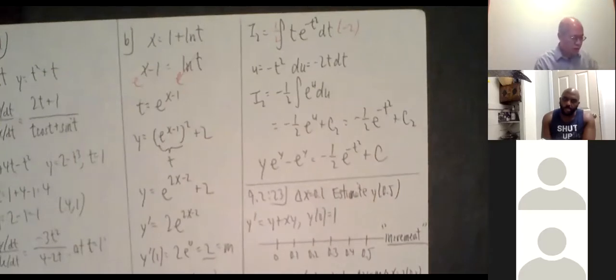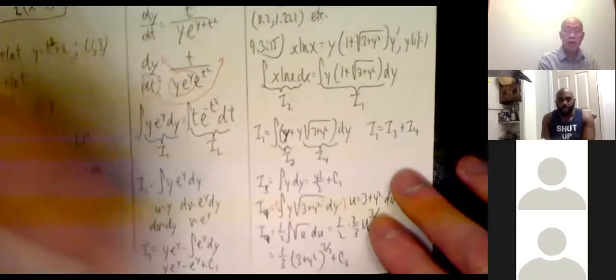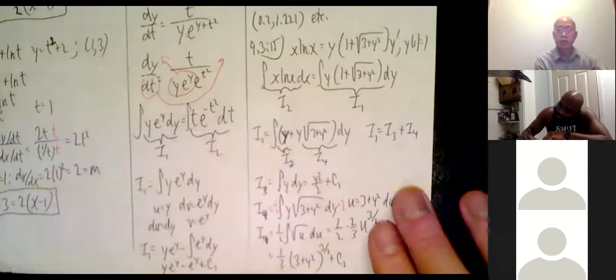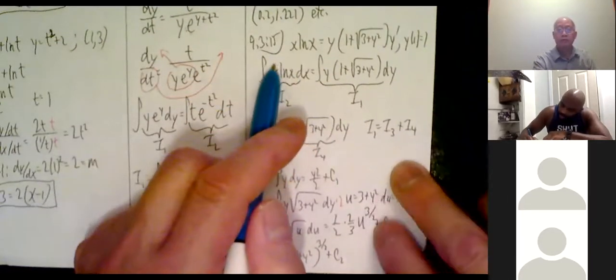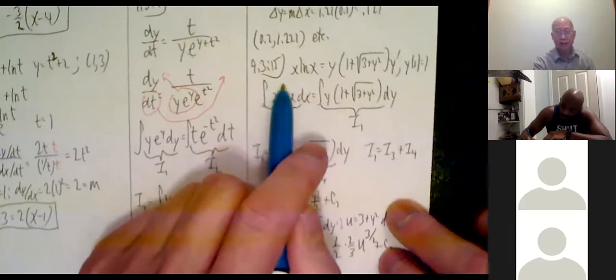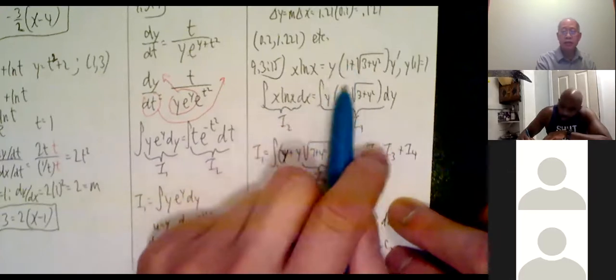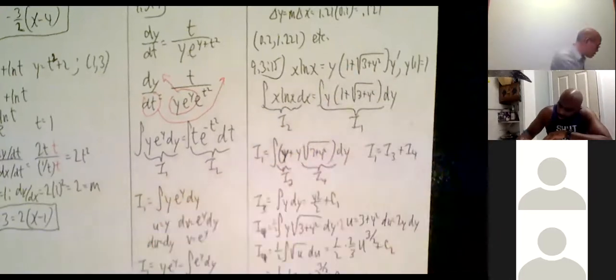Okay, then I'll show you one other 9.3. This was 9.2, but I showed you that last time. Okay, 9.3, number 15. And then I think I'll stop and we'll break after that and let you ask questions. You can go ahead and put stuff in the chat if you wish, but I won't get to it until after the break. Okay, 15, again, it's my 15. x ln x equals y times 1 plus radical 3 plus y squared, y prime, and y of 1 is equal to 1.